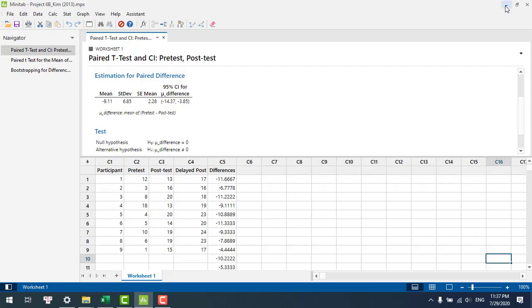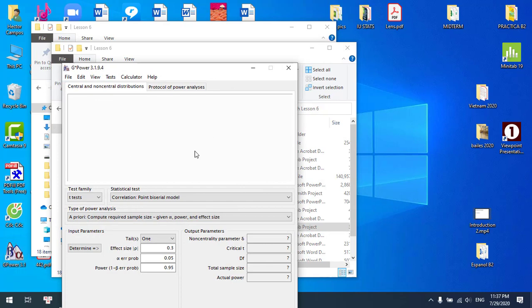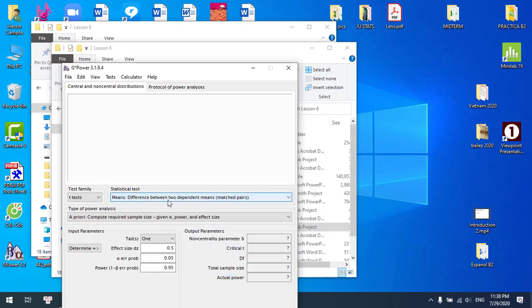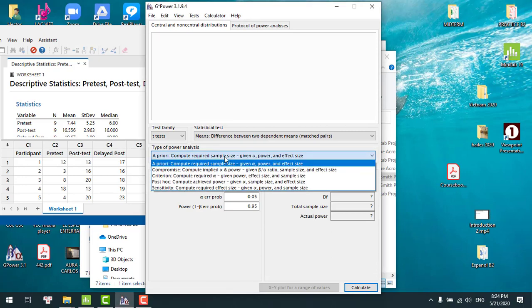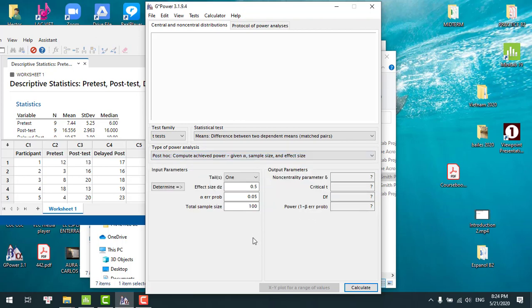Okay, so now we're going to go to GPower 3.1. So let's open GPower 3.1. Okay, here we have it. And in this case then, make sure that you have test family. We are running a t-test, and in this case this is called difference between 2 dependent means, matched pairs. So make sure that you include here matched pairs. And then here we're not doing a priori, we're doing a posteriori, so we should do post hoc. Compute achieved power given alpha, sample size, and effect size. We have that.